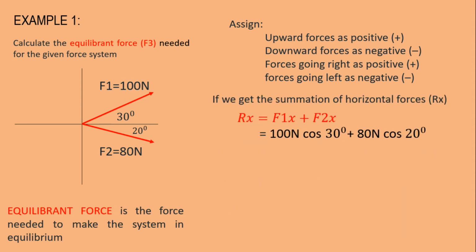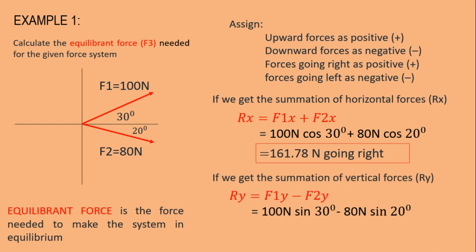So if we get the summation of horizontal forces Rx, then we have F1x plus F2x, since both of them are going right. So 100 cosine 30 degrees plus 80 Newton cosine 20 degrees. So that results to 161.78 Newton going right.